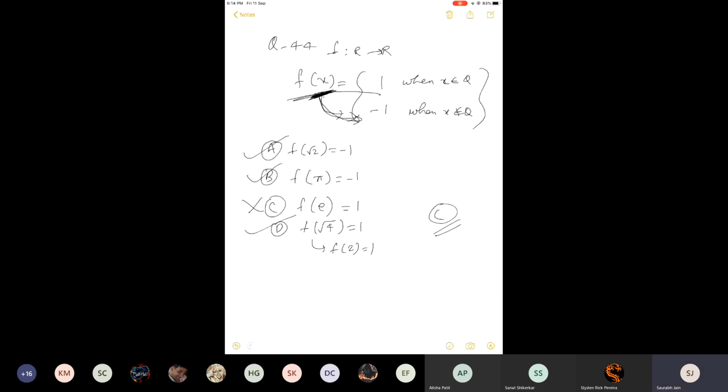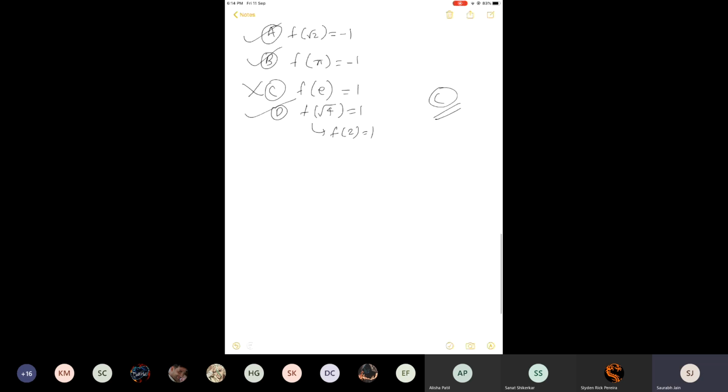Any other doubt at this level? 47. Okay, yes. Question number 47. f(x) is cos of log x. And they want you to simplify the expression [f(xy) plus f(x/y)] upon f(x) into f(y).